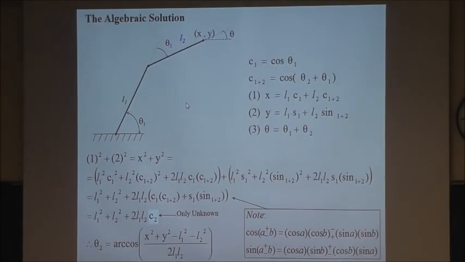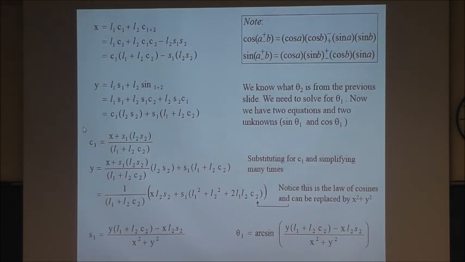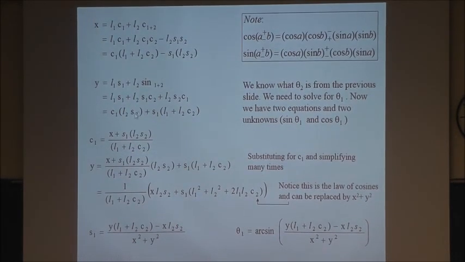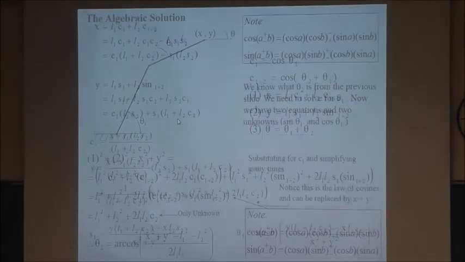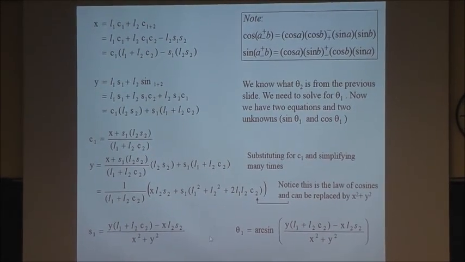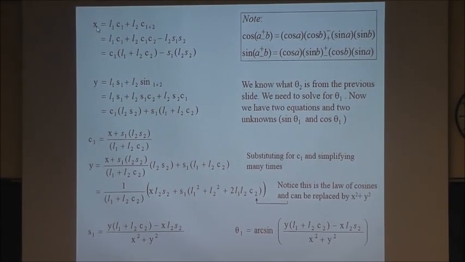So the algebraic solution is that, assuming that C1 is cosine of theta 1, C12 is cosine of theta 1 plus theta 2, and so forth. This is the algebraic solution of the same problem, the inverse kinematics of that. Take a look at it, and if you have a question, come back. You can find the x value and y value of the robot, and then you can solve theta 1 using known x, y, L1, L2, and so forth.